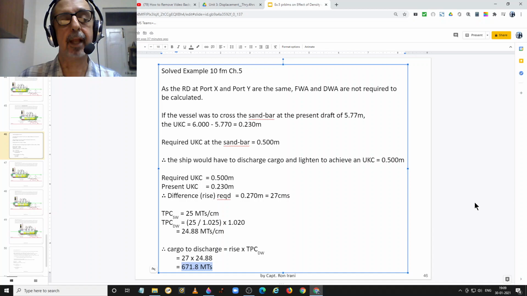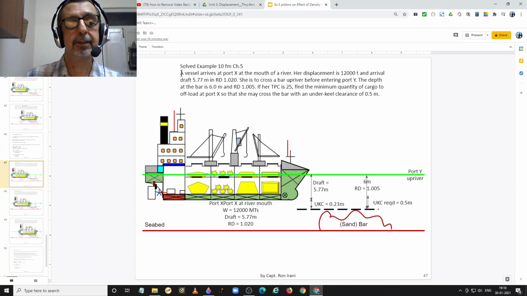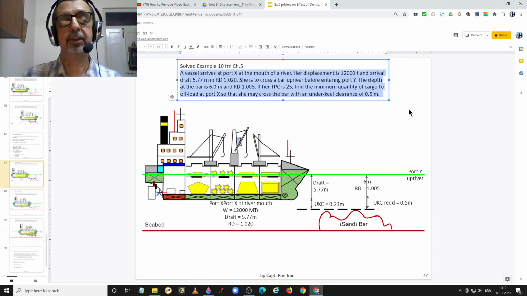Now going on to the actual problem as is given in the textbook. We go to the next slide. The problem states a vessel arrives at a port X at the mouth of the river. Her displacement is 12,000 tons and arrival draft 5.77 meters in RD 1.020.